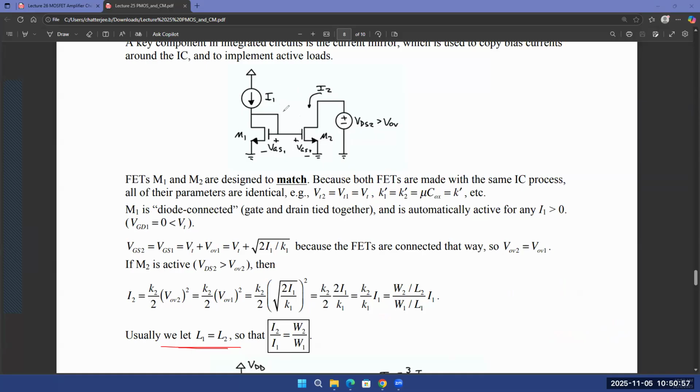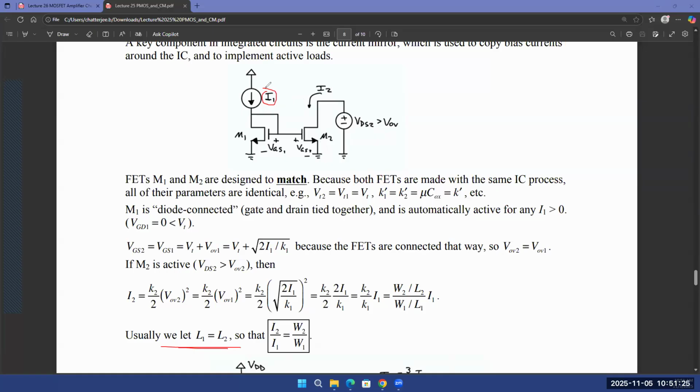So you have a very nice way of copying the current. It's just a copy of current I1 that you have at I2. And it's not only a copy, you can have multiples of that copy. You can have 1 times I2, 2 times I2, 10 times I2, 100 times I2. It's just that your W2 needs to be that much higher than W1. That's it.